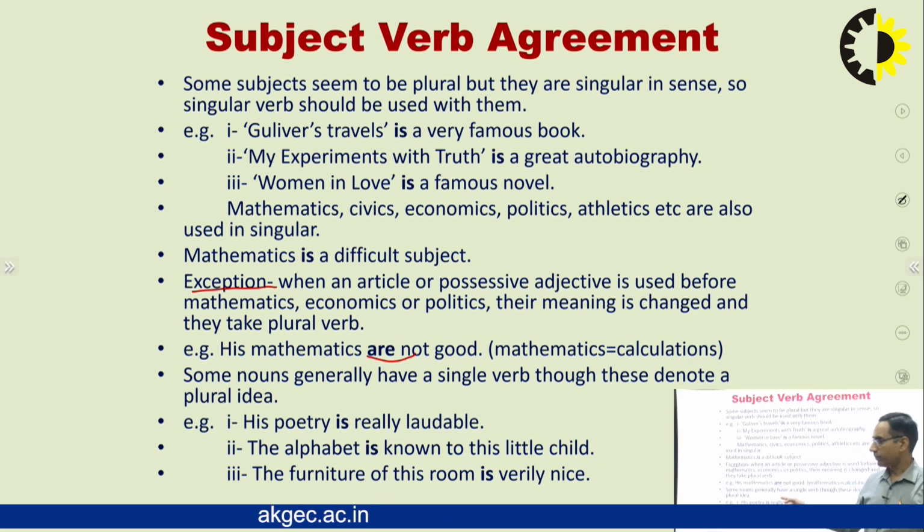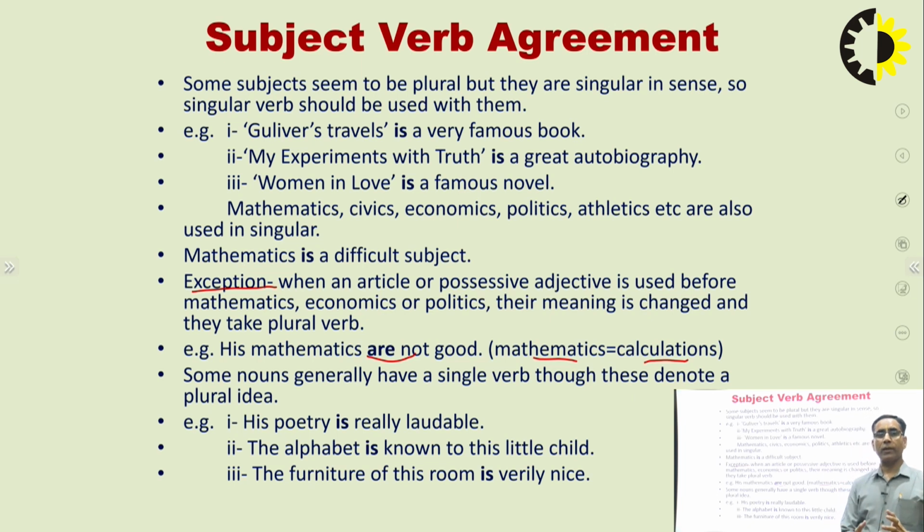Maybe sometimes this is not acceptable to the students. They are confused because they always studied mathematics is, not mathematics are. But here, try to understand: his mathematics are not good. Here mathematics means calculations. Here mathematics is not a subject. So whenever the meaning changes, it means his calculations are not good. So whenever we use the mathematics, his mathematics, my economics, his politics, they now have a different meaning. They will take the plural form of the verb. So here we should be very cautious. If we are using any article or possessive adjective, they become plural because they have changed the meaning.